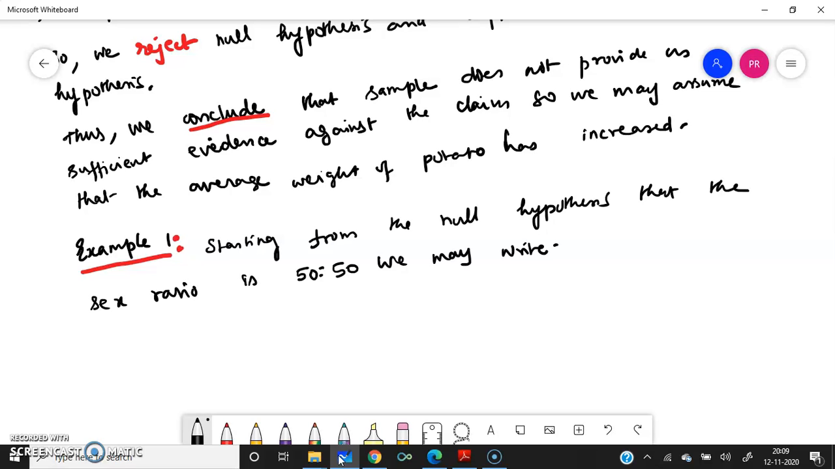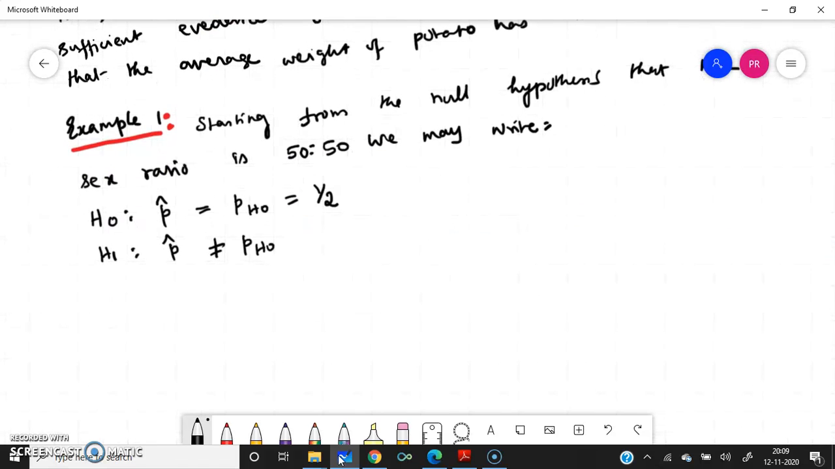It is proportion, no? It's not average. So we have to write the proportion. H naught such that this is population proportion. Population proportion P of H naught is 50:50, that is half, right? And what is the alternative hypothesis? It is not half, right? The alternative hypothesis is P not equal to half. Here we go for the two-tailed test, and in the previous example we went for the one-tailed test.